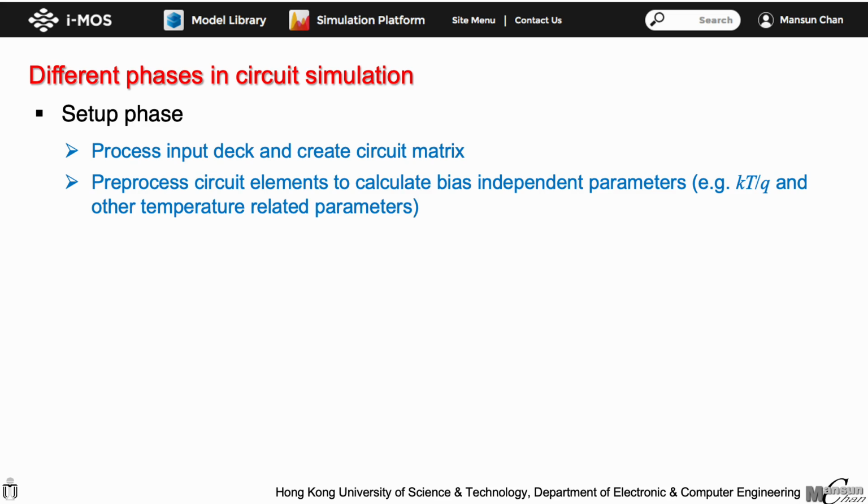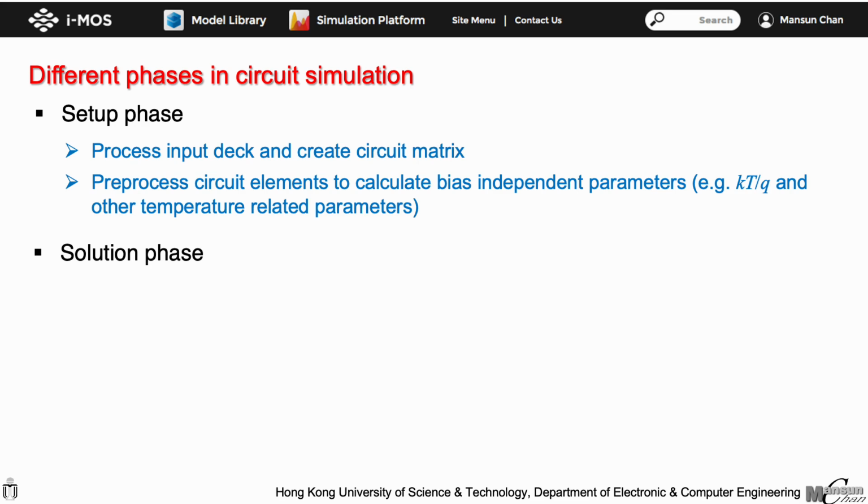After allocating space for the circuit matrix, the simulator calculates all the bias-independent quantities, such as kT over q and other temperature-dependent parameters. The bias-independent quantities are treated as constant during the iterative process to find the circuit solutions.